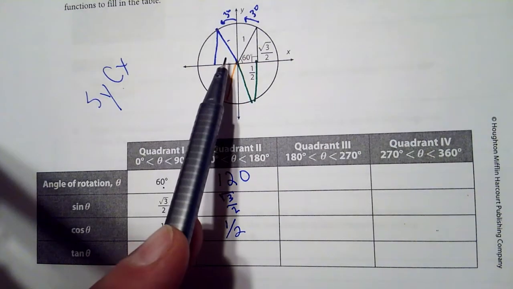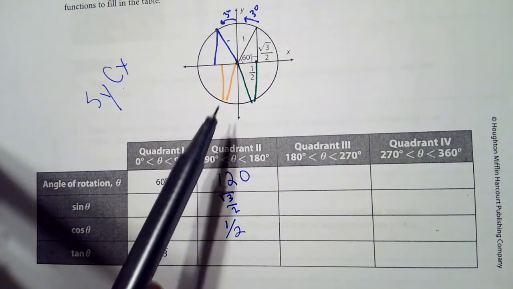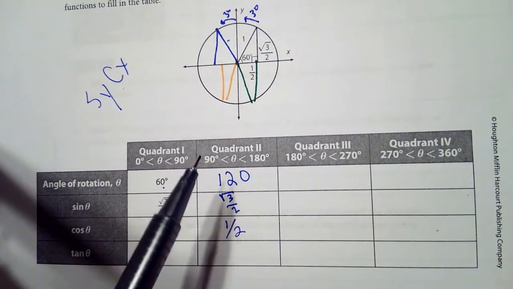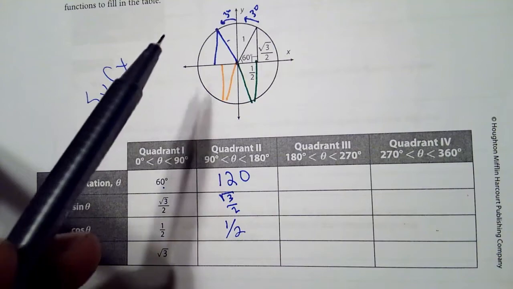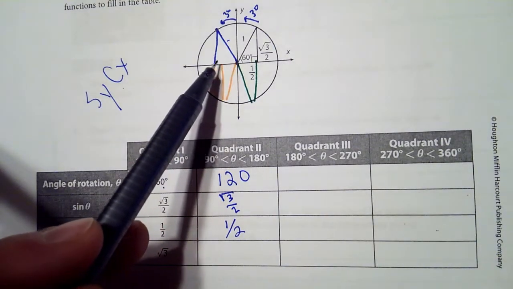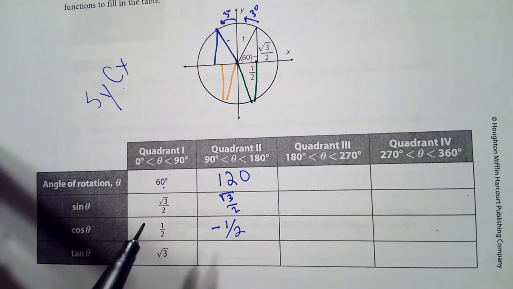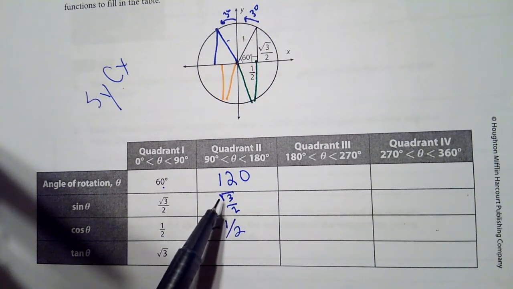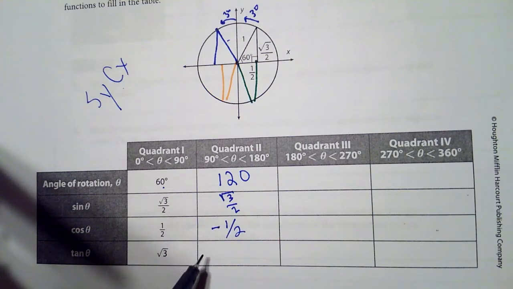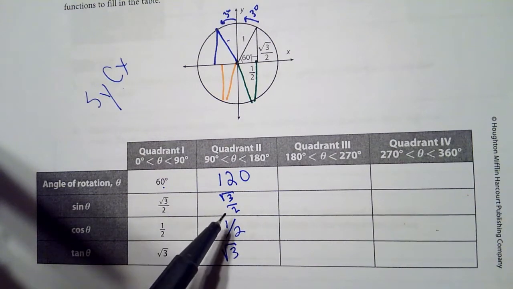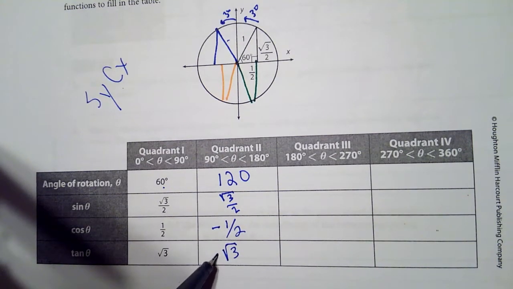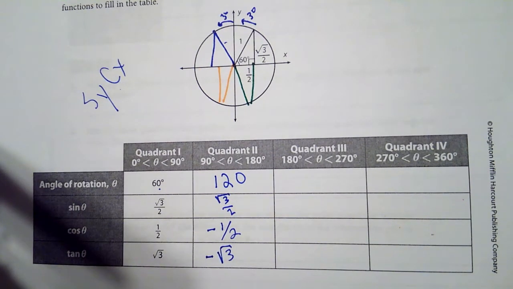All right, so if we look, sine is y, still positive. So that's going to say positive radical 3 over 2. Cosine is x, cosine's negative now, so this is going to be negative 1/2. All right, these are exactly the same as these two, which means we're going to still have radical 3, but now we have a positive divided by a negative, so negative radical 3.